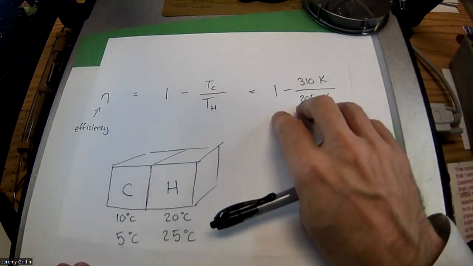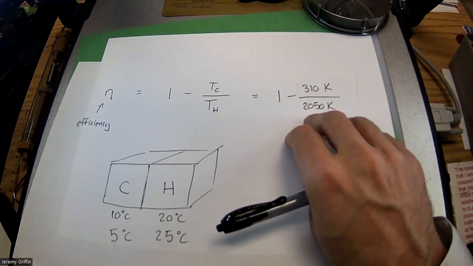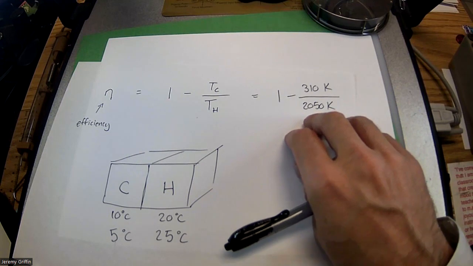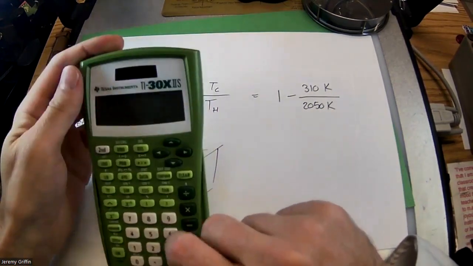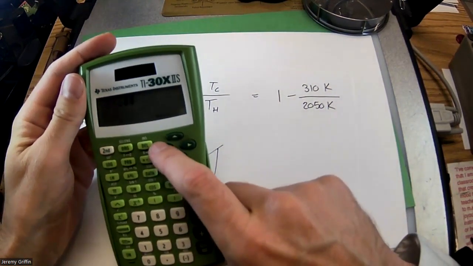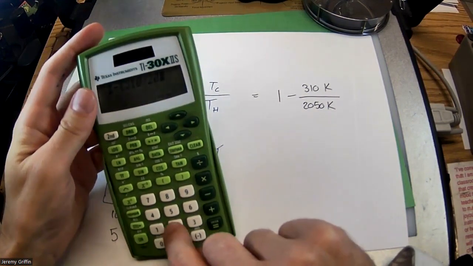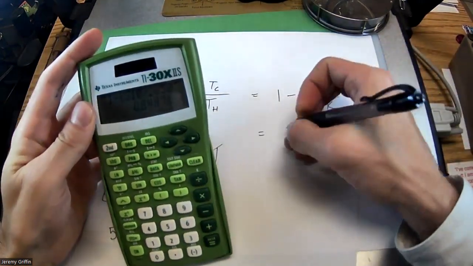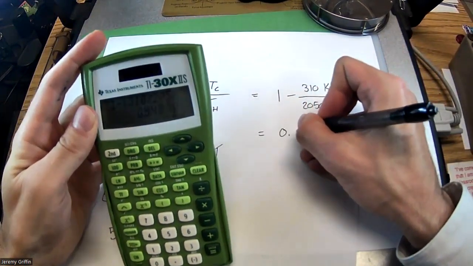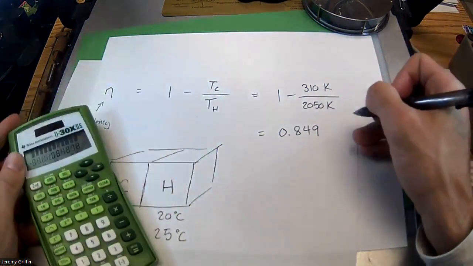Now, when you guys get your exam, the numbers will probably be different, but it'll be the same story, right? You guys see this? So let's see what this is. What's 1 minus, maybe I'll put that in parentheses just to be safe, 310 Kelvin divided by 2050 Kelvin, right? And I'm looking at 0.84878. I'll call that 0.849. About that, just round a little bit.